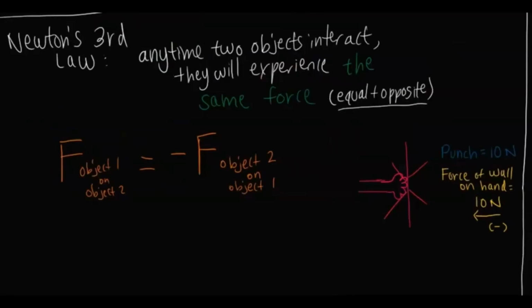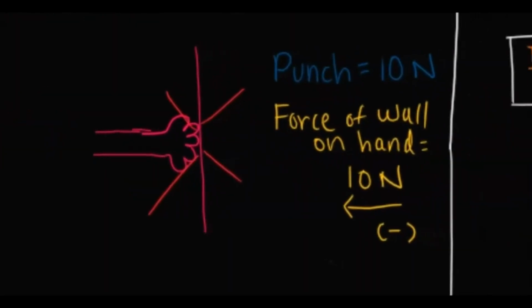So basically, Newton's third law states that anytime two objects interact, they're going to experience the same force, which is equal and opposite. So the force experienced by one object on the other one is the same, except it's opposite from the other object to the original one. So here's a little example.